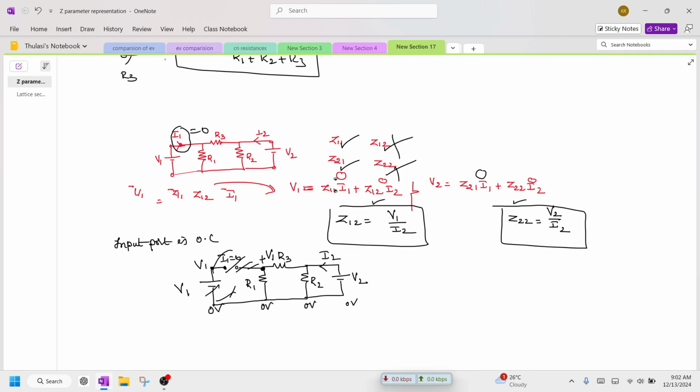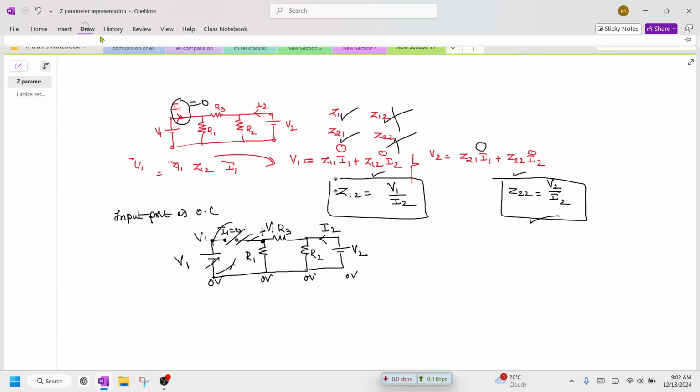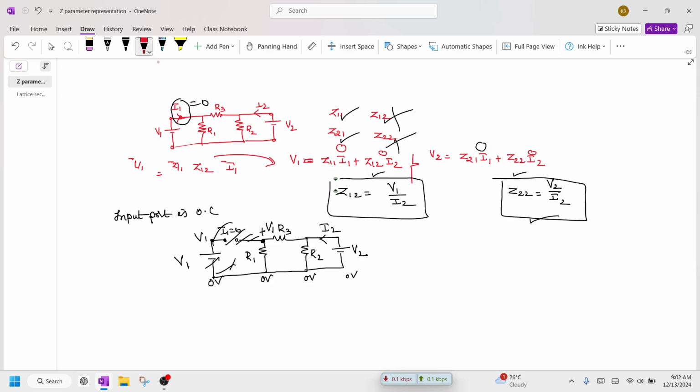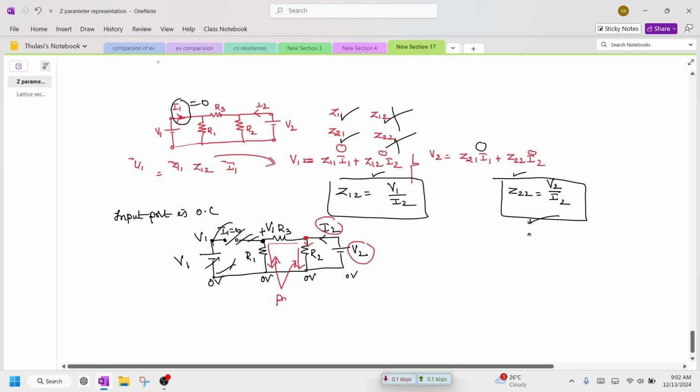Now let's find the output driving point impedances. I require a relation between this V2 and I2. Here you can see the current I2 is entering, comes to this node and gets divided across R2, and the same current flows across R3. There is no other path for it, so it has to flow across R2. So I can say that this R2 branch and the R1 and R3 branch are connected in parallel.